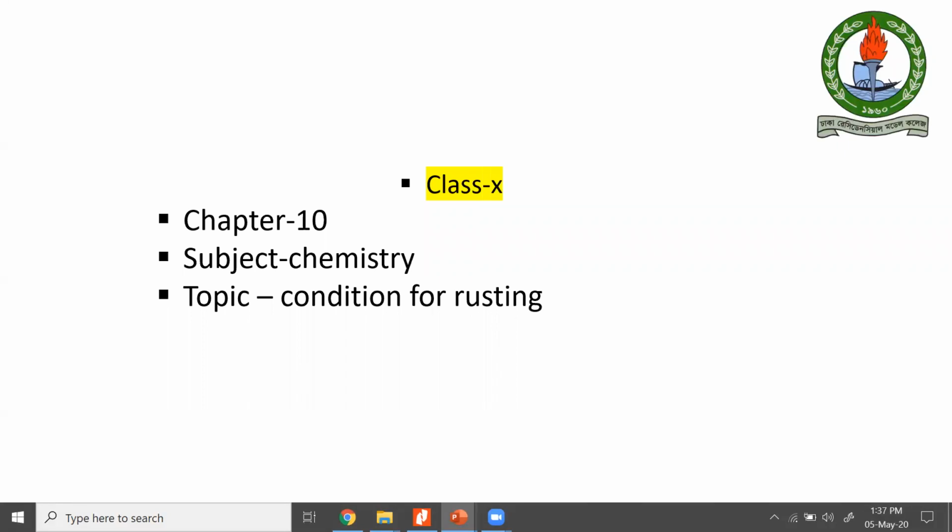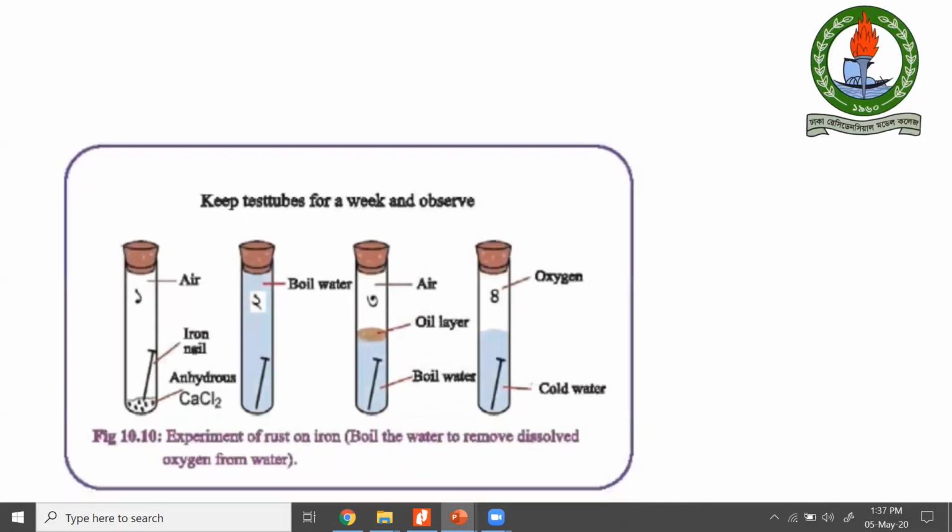Today we are going to discuss chapter 10, class 10 chemistry. The topic will be the condition for rusting. Now we see the picture.